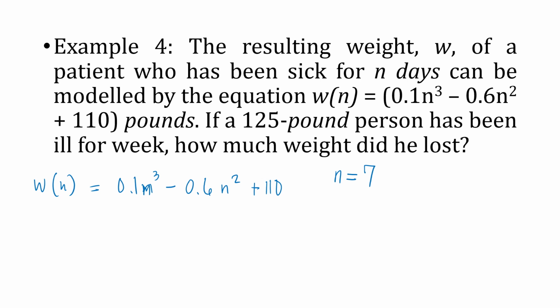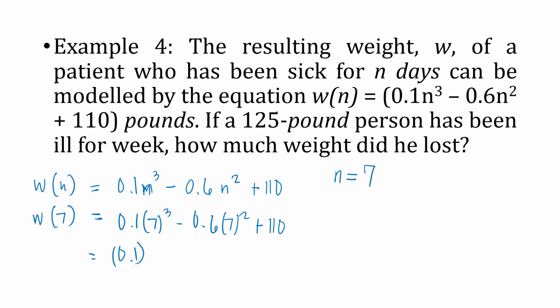So we have W of 7 is equal to 0.1 times 7 cubed minus 0.6 times 7 squared plus 110. Then 0.1 times 7 cubed is 343, minus 0.6 times 7 squared is 49, plus 110.